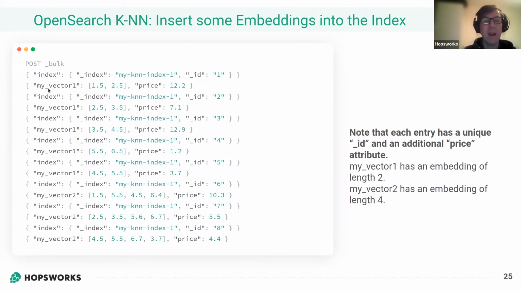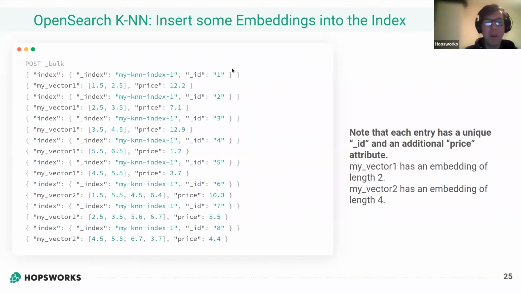And we put in the actual vector. So this is our embedding. The embedding has two values, 1.5 and 2.5. And you can see we added an additional attribute here called price. We didn't have to add price, but we added it because maybe we'd like to filter on price as well as find the nearest neighbors.